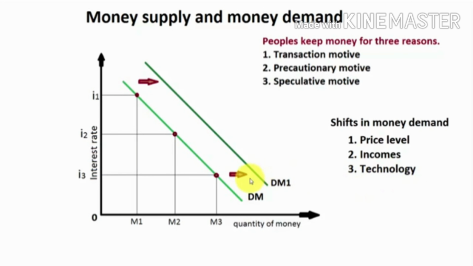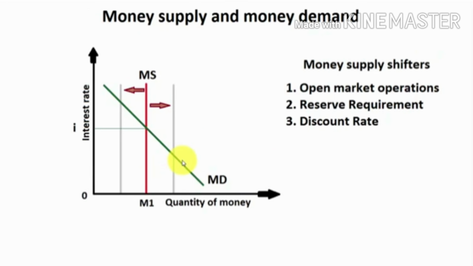If there is a change in technology, then people will start using credit cards instead of money for buying and selling. So the demand for money curve will shift leftward and there will be less demand for money. Now let's move toward the supply of money. Here we will study three reasons due to which money supply shifts.